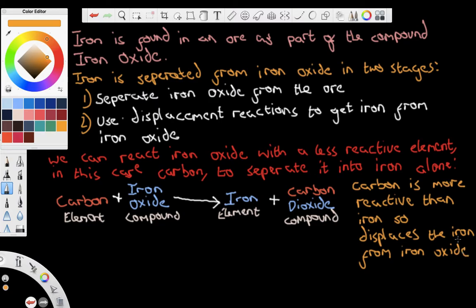Okay, if we wanted to show this as a simple equation, we could have our carbon. It will produce CO2, so it saves me writing the words out again. We've got FeO, which shows iron oxide. We've got our iron on its own. We can add in our arrows, and this is just a shorthand way of showing it. So we've got carbon plus iron oxide being turned into iron and carbon dioxide, CO2.